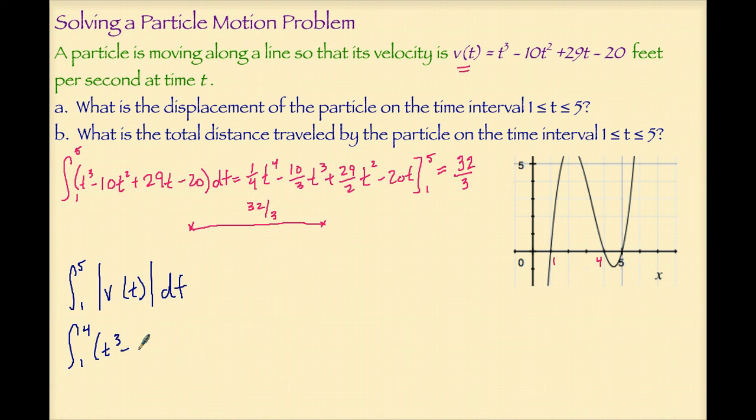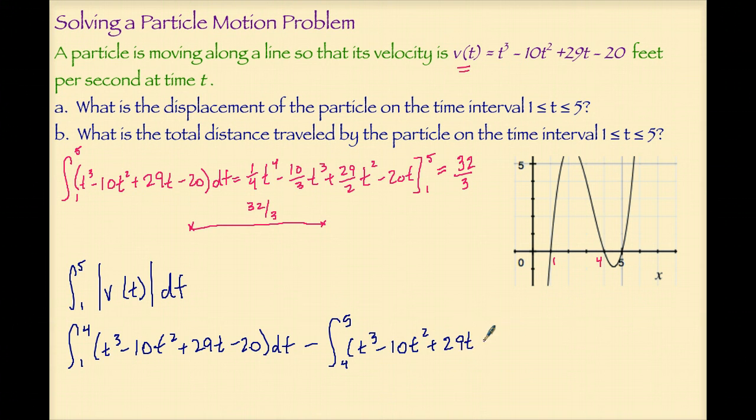That means we'll integrate from 1 to 4 t cubed minus 10t squared plus 29t minus 20 dt. And then since we know that this value will be negative, instead of adding it, let's subtract it. And that will in effect make it a positive value from 4 to 5 of t cubed minus 10t squared plus 29t minus 20 dt.